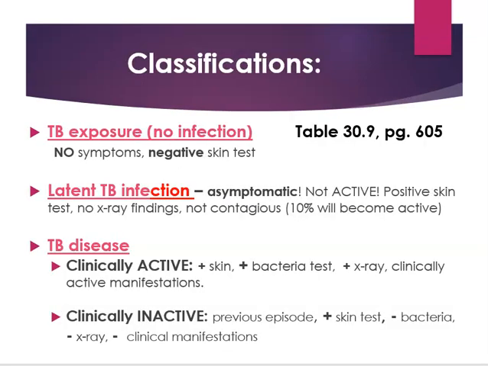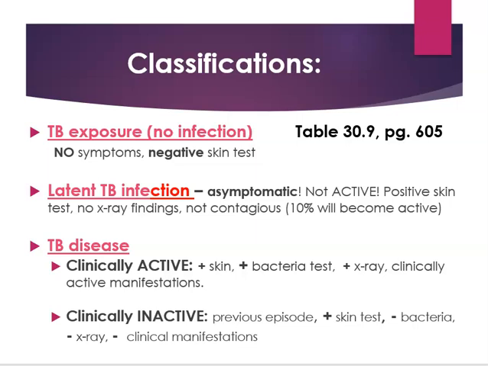Let's talk about the classifications. There's 3 main classifications. Technically, you could have a TB exposure, so no infection, no symptoms, and a negative skin test. So at one point in time, you could have been exposed, but you didn't get it, okay? No symptoms and negative skin test.